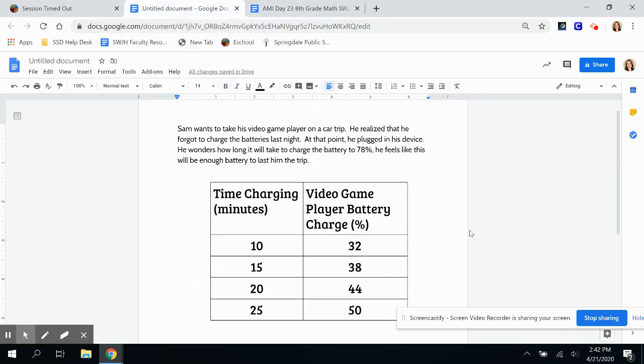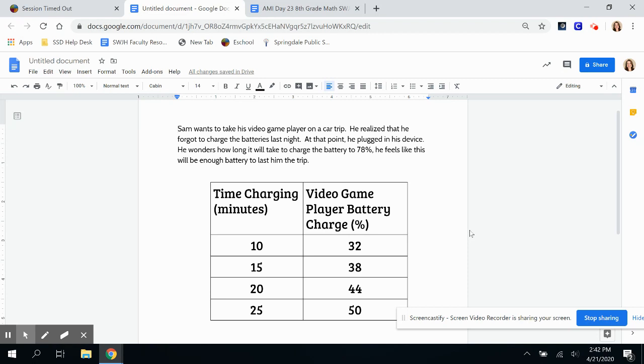So I created this table about a video game and time charging a battery. Sam wants to take his video game player on a car trip. He realized that he forgot to charge the batteries last night. At that point, he plugged in his device. He wonders how long it will take to charge the battery to about 78%. He feels like this will be enough battery to last the trip.